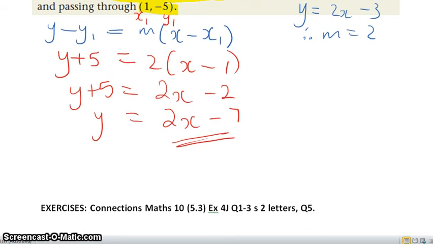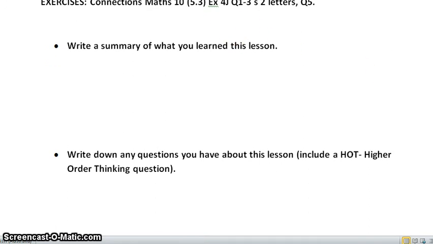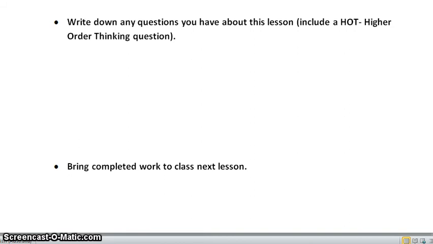You probably want to get a bit more practice, so have a go at some of the questions from the exercise. If you can't do them all, that's okay. Have a go. You must write a summary of what you learned. Any questions you have, as well as a hot question, bring it with you to class.